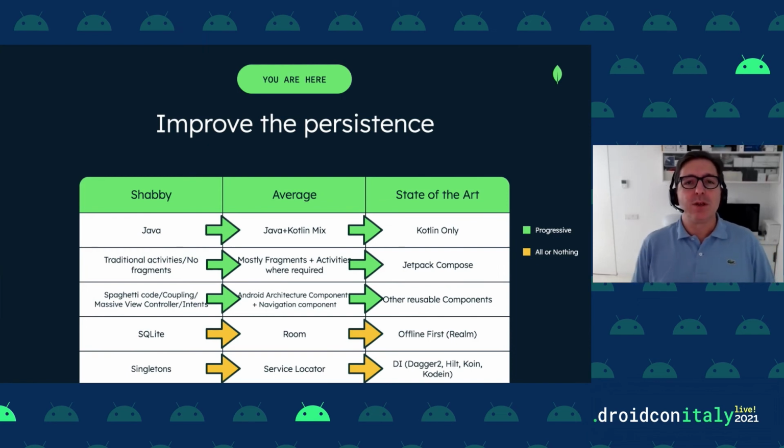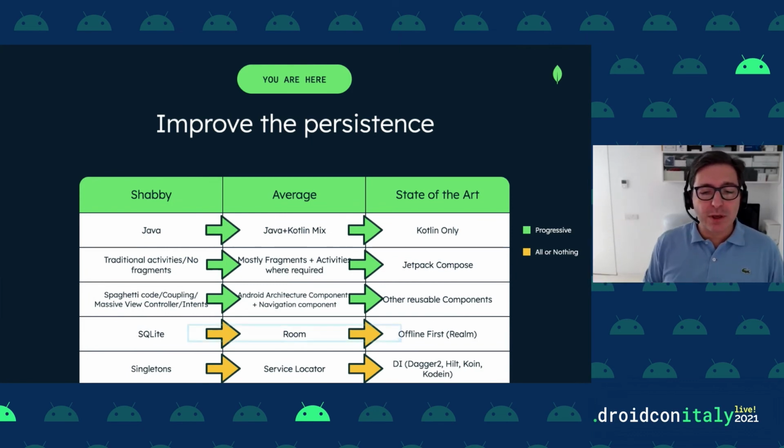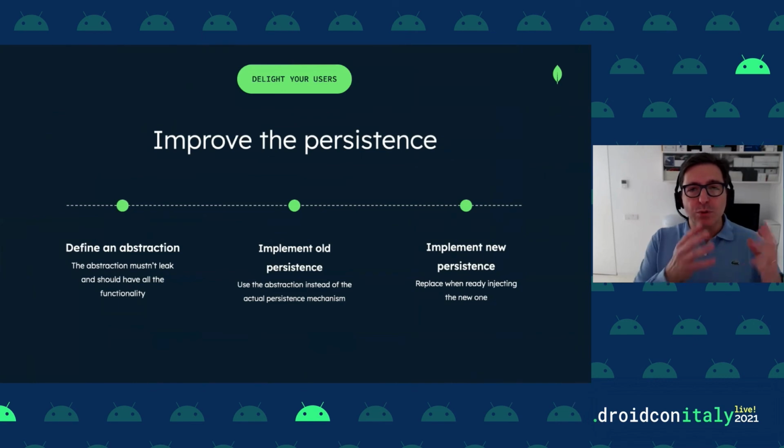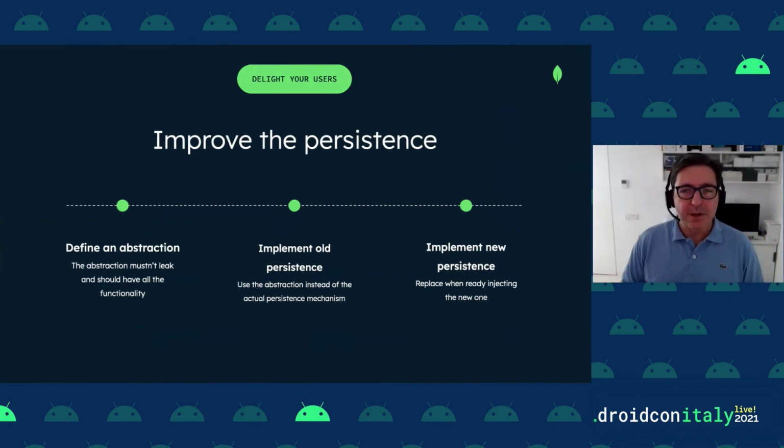So if you want to have an application that is offline first, that you don't have to worry about whether you have connectivity or not, but that it will also be able to synchronize with the cloud or with other devices should it need to. So you want to go all the way from SQLite to Realm.